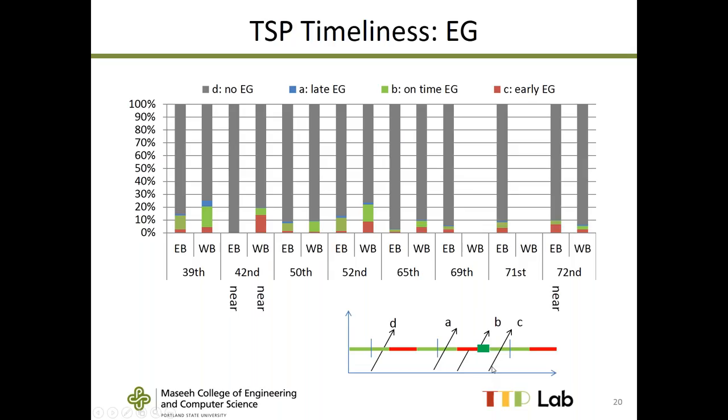And then we have case C, where the early green was too early. The bus was approaching, trajectory C, but the early green phase was provided before the bus arrived at the intersection.